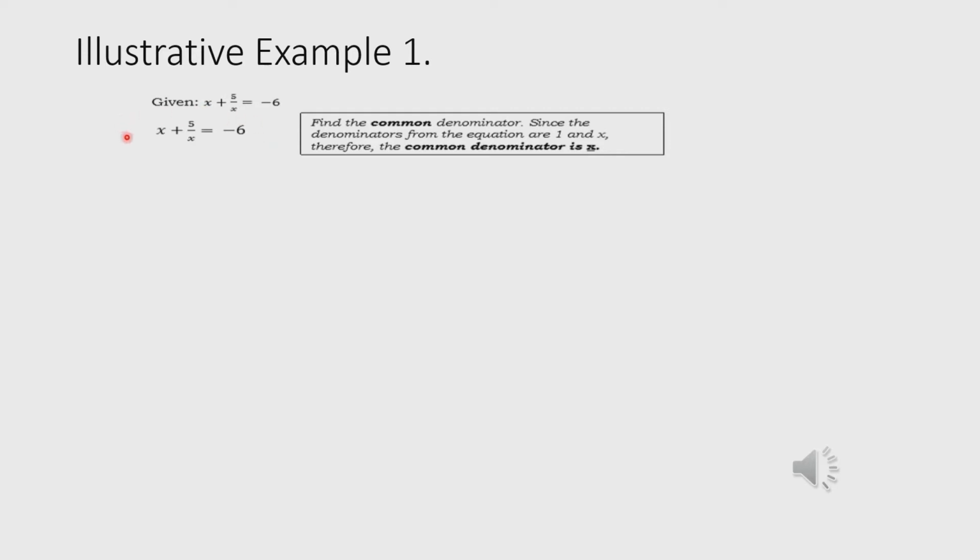To transform this rational equation to a quadratic equation in standard form, the first thing to do is to find the common denominator. Since the denominators from the equation are 1 and x, the common denominator is x. The first term is over 1, and the second term's denominator is x. So 1 times x is x.